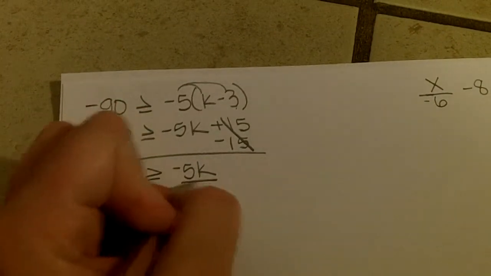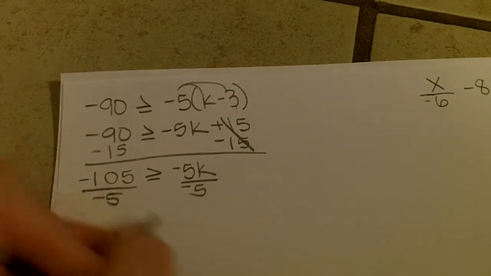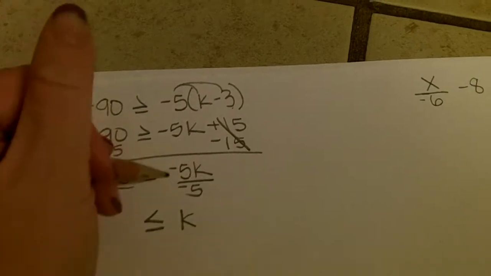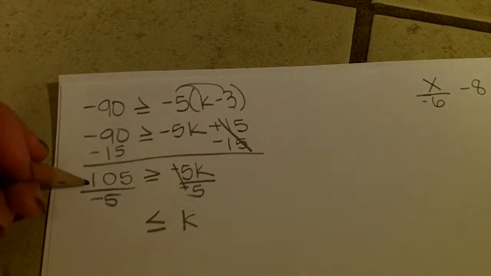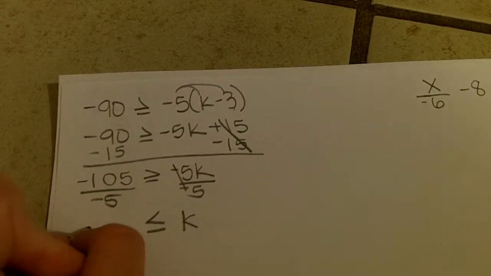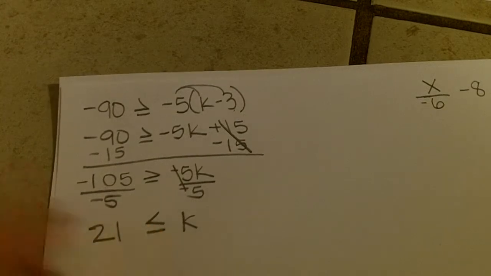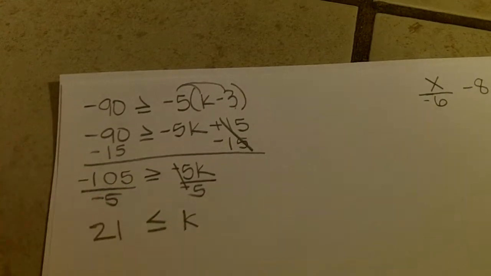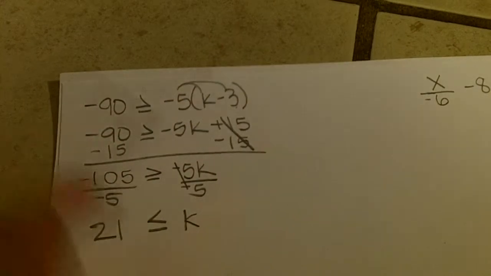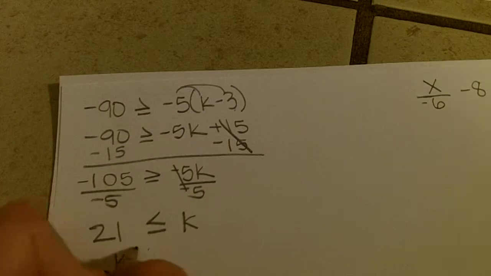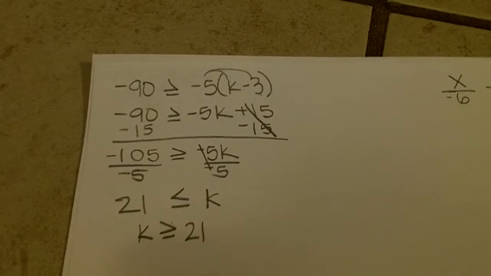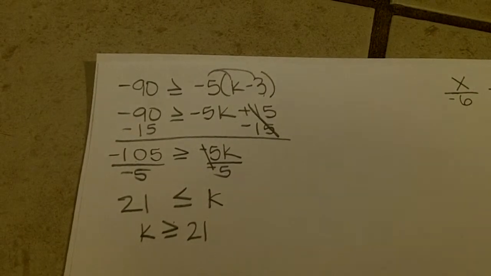Now I need to divide by a negative 5. In dividing by a negative 5, my sign switches. Remember, it's a game changer, dividing or multiplying by a negative number. And negative 105 divided by 5 is actually positive 21. I do need to switch my whole expression here, my solution, because I want my k to be first. So k is going to be greater than or equal to 21.